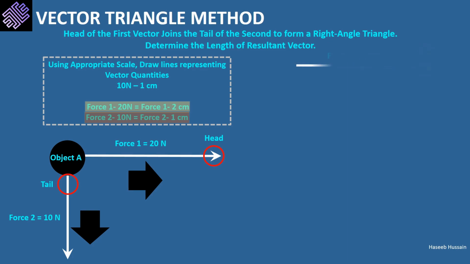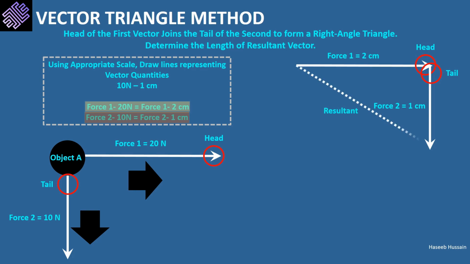After determining the length, we join the head of the first with the tail of the second. This gives us two sides of a right angle triangle. We complete the triangle by drawing the third side. In this case, the third side, which is also the hypotenuse, represents the resultant of the two forces, force 1 and force 2. It is important to note the direction of this resultant. Its head joins the head of one vector and its tail joins the tail of the other vector.